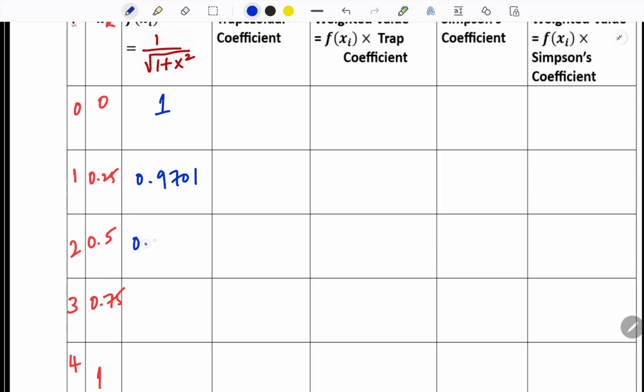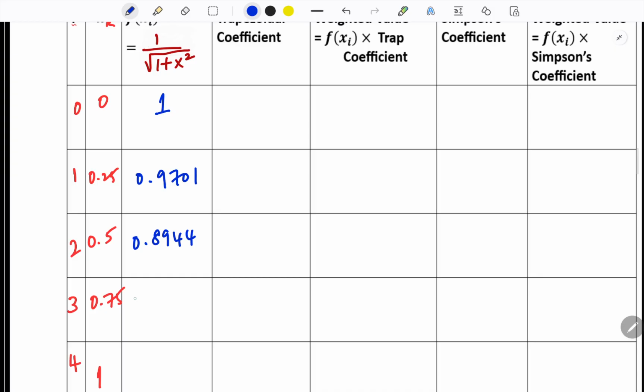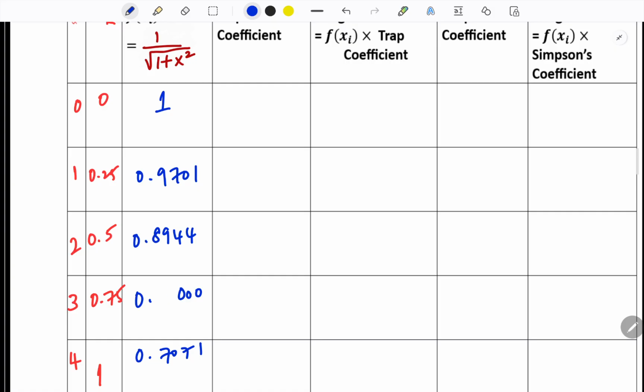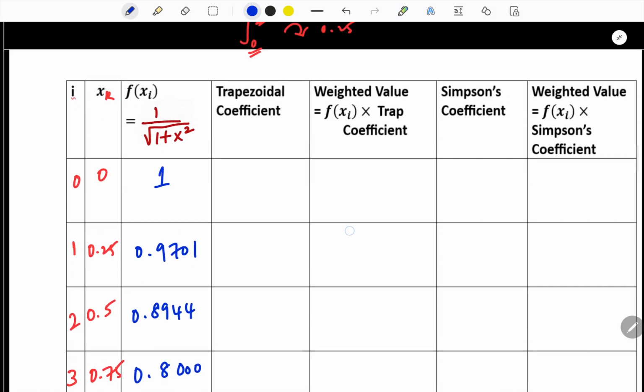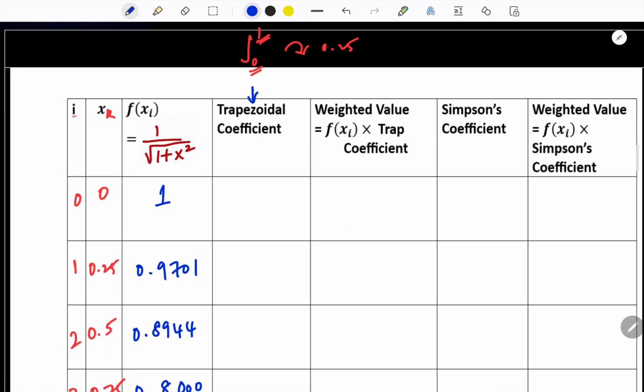Which is 0.9701 and 0.8944, 0.8000 and 0.7071. Okay, right. Now we are coming to the trapezoidal coefficient.